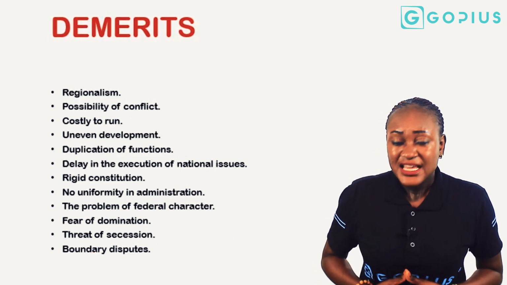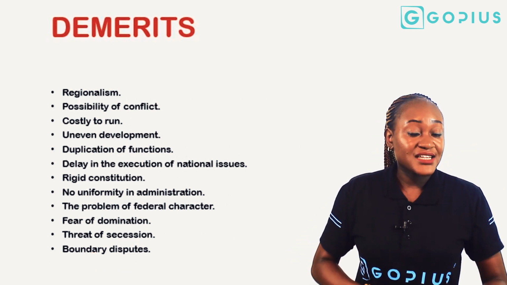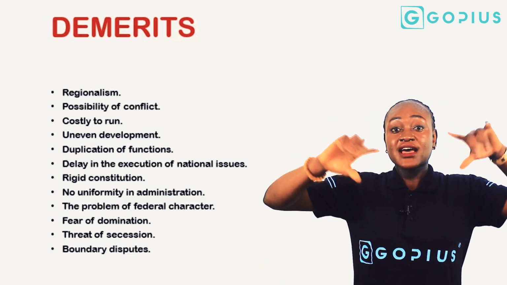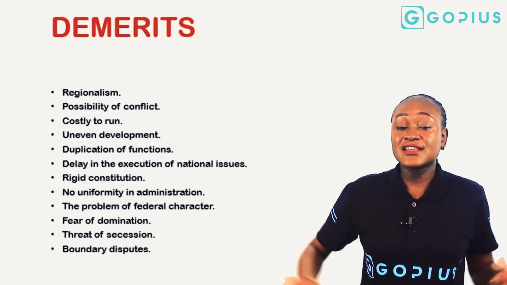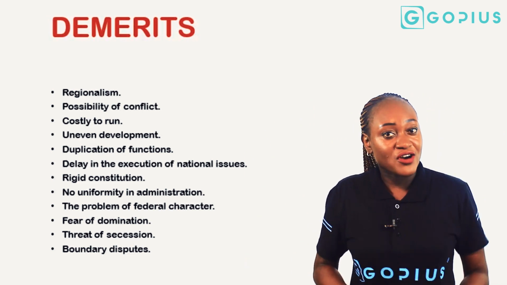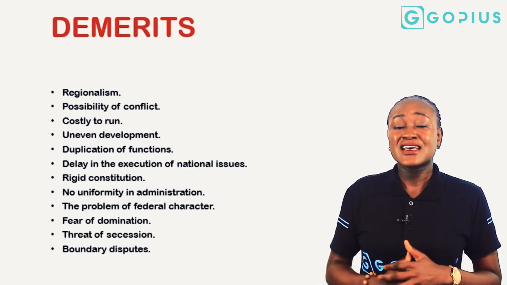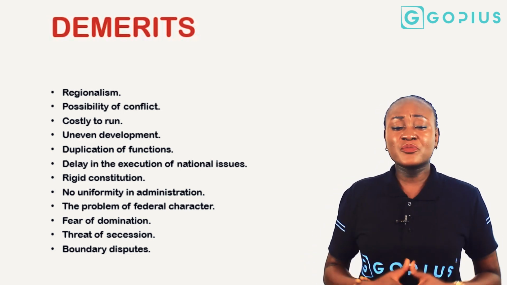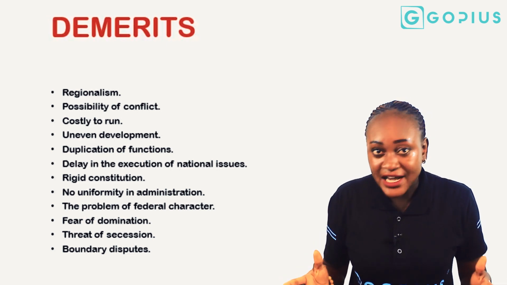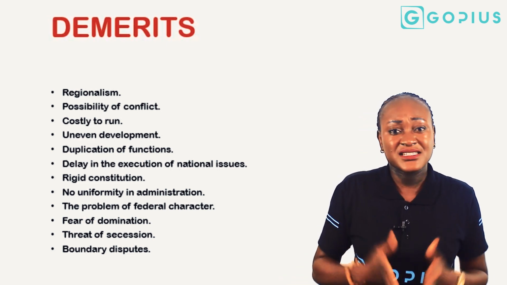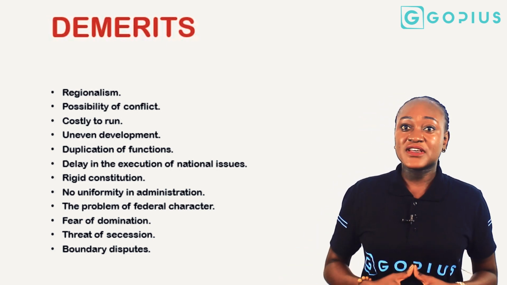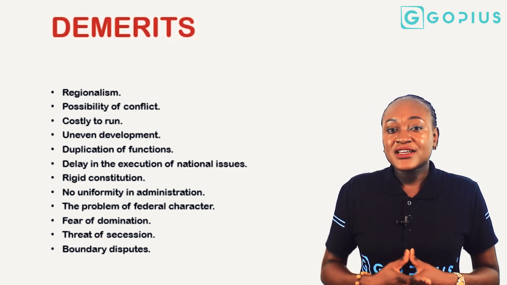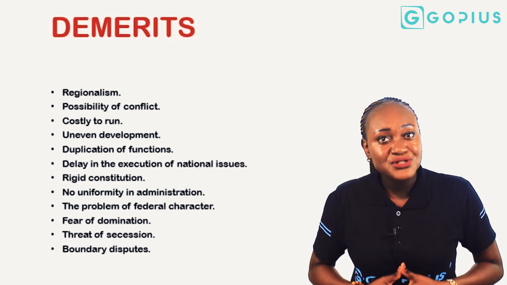Regionalism, that's one. That means people pay more allegiance to their region, to their state, unlike where it's at the center where everyone has to pay allegiance to the central government. So regionalism is one thing that you don't want in governance. And then there is the possibility of conflict. Too many tribes, too many languages, too many differences, it could lead to conflict, and it is costly to run. So many people, so many tribes, so many localities to attend to.